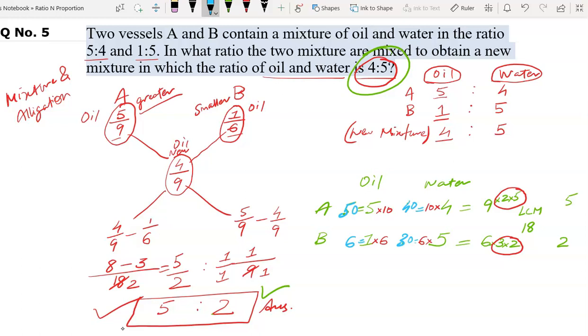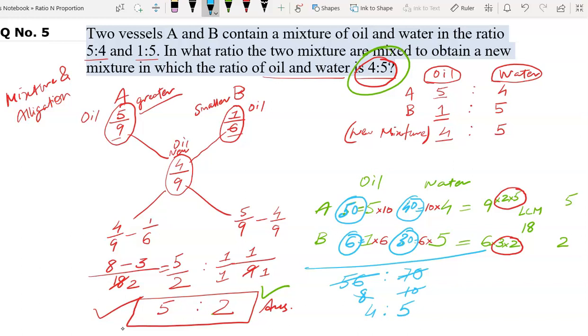So oil in vessel A is 50, vessel B is 6. So 50 plus 6 will give us 56. Water in vessel A is 40, water in vessel B is 30. 40 plus 30 will give us 70. So they are in the ratio 56 is to 70. 7 8s are 56, 7 10s are 70, so this becomes 8 is to 10, which is 4 is to 5. So we see that this matches.